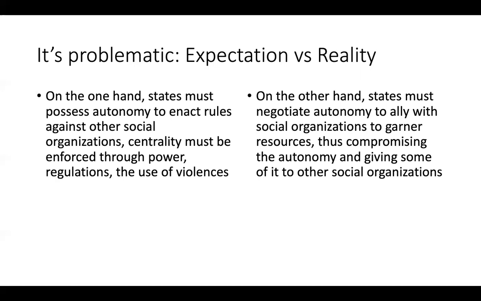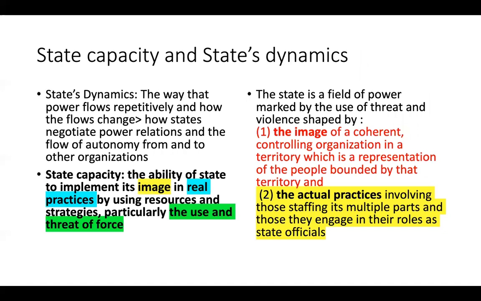Therefore, we need to understand the expectation first, and we need to see the reality. When understanding the expectation, we need to understand that states have state capacity, which means the ability of a state to actually conduct statehood, which means that they have an image, an idea of how a country should run, how to conduct the government, how to do well, how the population will obey them, how other social organizations will always follow rules.